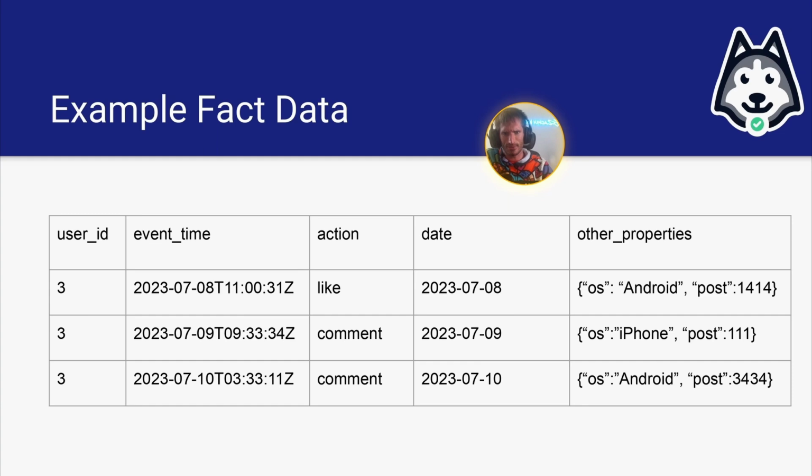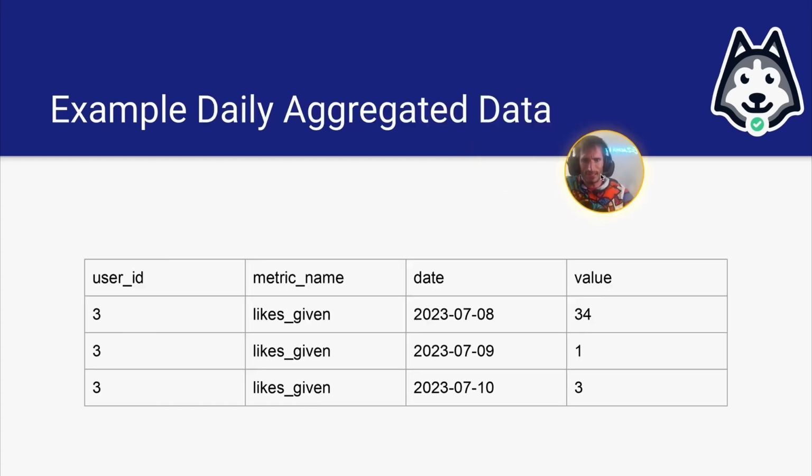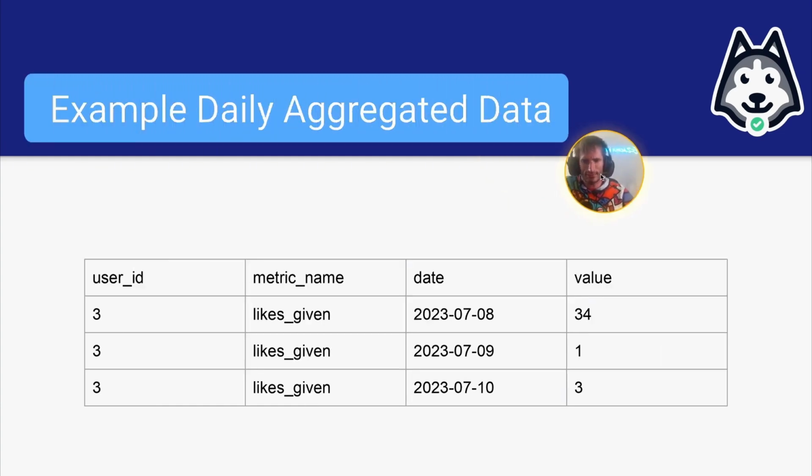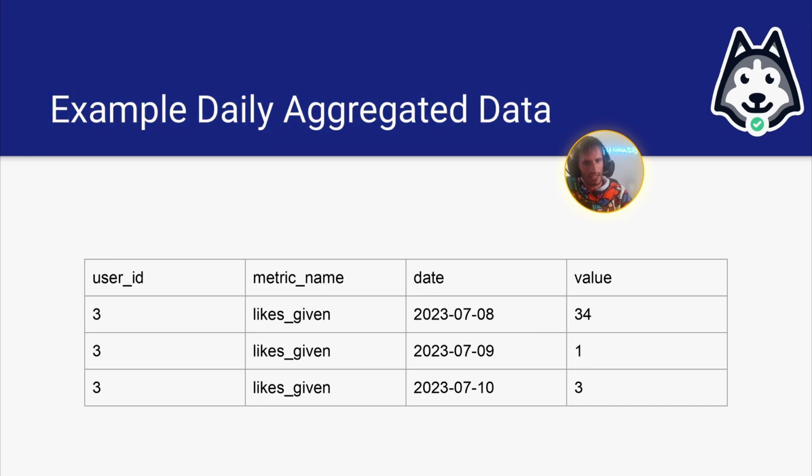Okay, so let's go to the next schema, the daily aggregate, right? That was the next one we were talking about. So here's the daily aggregate. You have user ID, then a metric name, in this case likes given, and the date, and then how many likes were given. So now we have our daily aggregates. In this case, you have one row per user per metric per day. This is a little bit nicer.